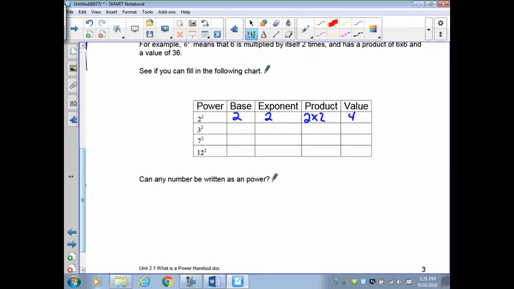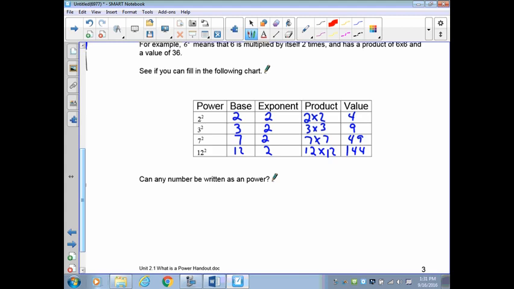Okay, so here we have 3 as the base. 2 is still the exponent, so that's 3 by 3, which is 9. And then, of course, 7 is the base. 2 is the exponent. 7 by 7 gives us 49. 12 is the base. 2 is the exponent. 12 by 12 gives us 144.